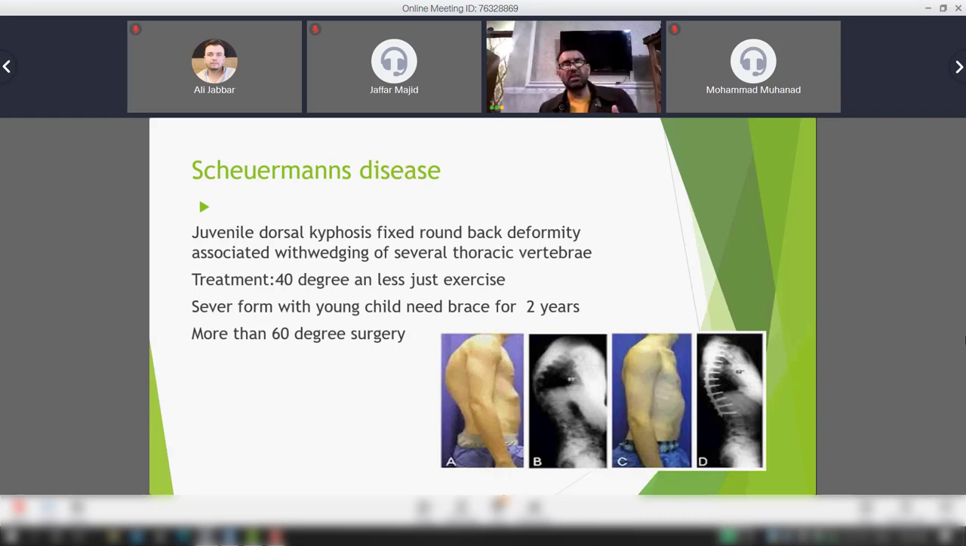You can differentiate it by the round back deformity like this, which is characteristic; when you look at him you find the bowing in this shape. Yes, and the severe form in a young child needs bracing for 2 years, and at 60 degrees we go for surgery.